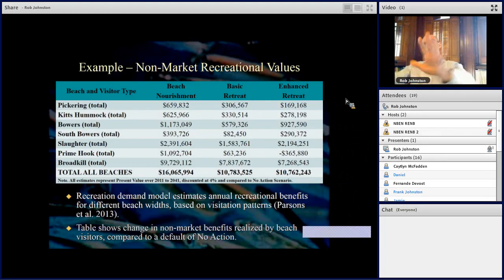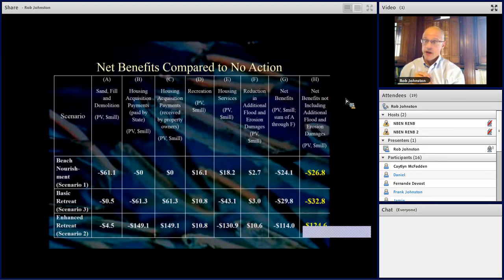This is basically a simple table that includes everything, right? So it includes, for example, the engineering costs, sand fill and demolition. For example, if you're nourishing a beach, you've got to haul in the sand, you've got to put it in. That's quite expensive. Housing acquisition payments, that's just a transfer, right? The state pays those to homeowners, but that check is received by the homeowner. So that's actually just a wash, right? We included it just to demonstrate that it's just a payment from one party received by another party.